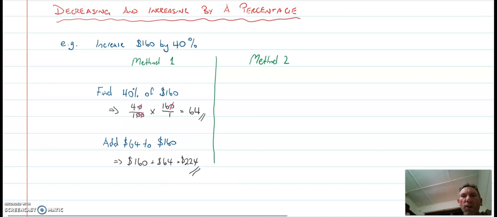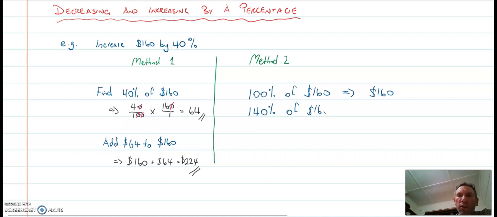Now, method two just looks at it slightly differently. It says, okay, I want to increase 160 by 40%. Now, I'm going to consider this as a percentage of 160 question. If I just found 100% of $160, what would I get? Well, I'd just be on $160, wouldn't I? No change. So if I want to increase by 40%, that's effectively saying, find me 140% of $160. That will give me my magical result, the one I want.